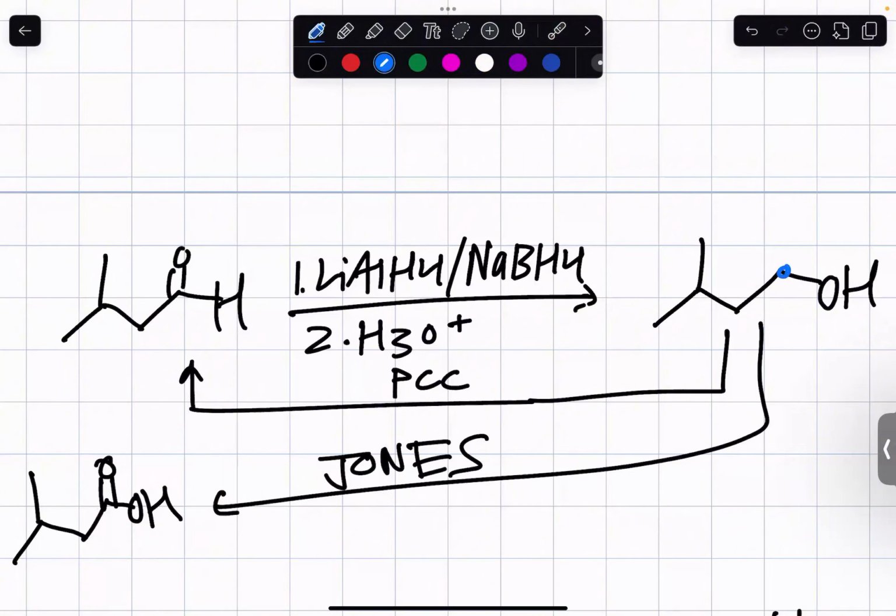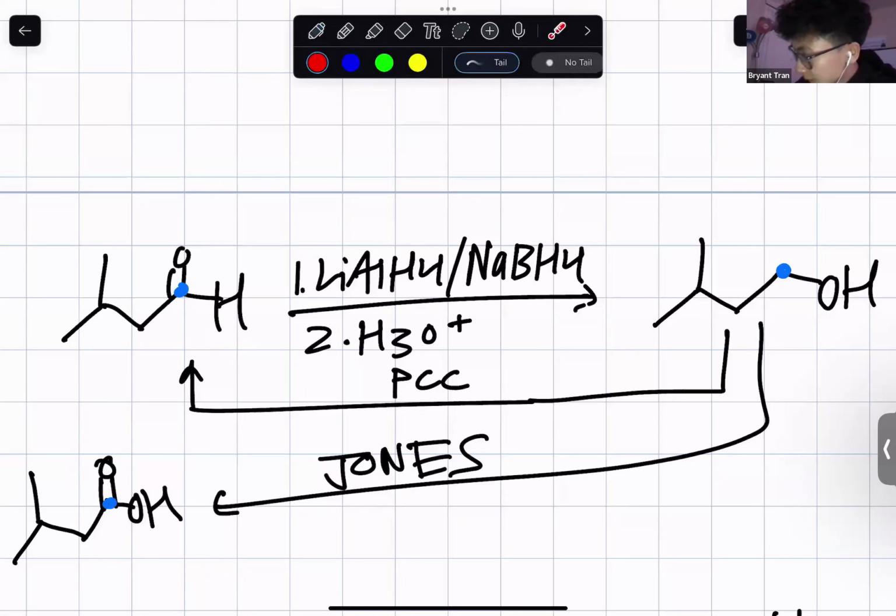If you track this carbon of the alcohol, and you use a strong oxidizing agent, we get rid of the two hydrogens and substitute them with two bonds to oxygen, like that. Do I have to know the mechanism for this? No. You don't have to know the mechanism for this. You just have to recognize the reagents. Don't worry about it.